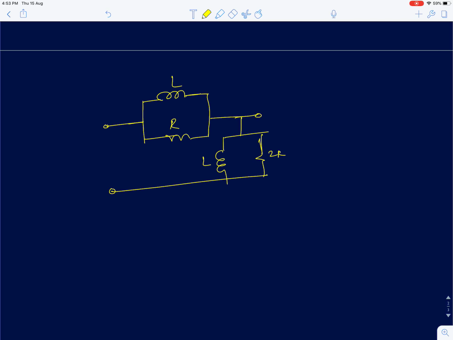Okay, so again, this circuit has two inductors, but we can see that, let's say this is the voltage Vi, and V1 is the voltage across the first inductor and V2 is the voltage across the second inductor, there is a linear relationship between V1 and V2.